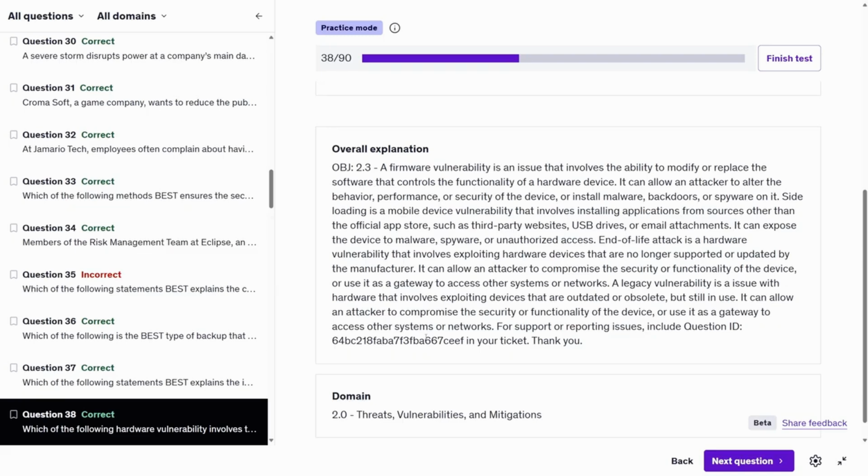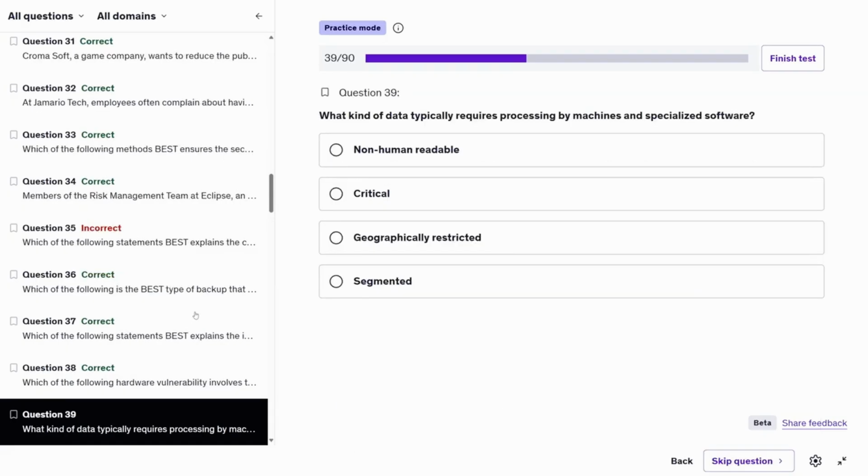A legacy vulnerability is an issue with hardware that involves exploiting devices that are outdated or obsolete but still in use. It can allow an attacker to compromise the security or functionality of the device, or use it as a gateway to access other systems or networks. What kind of data typically requires processing by machines and specialized software?